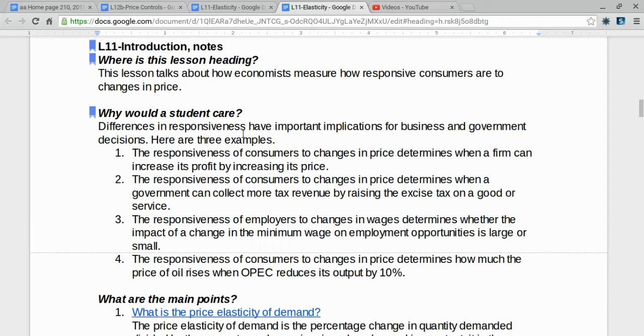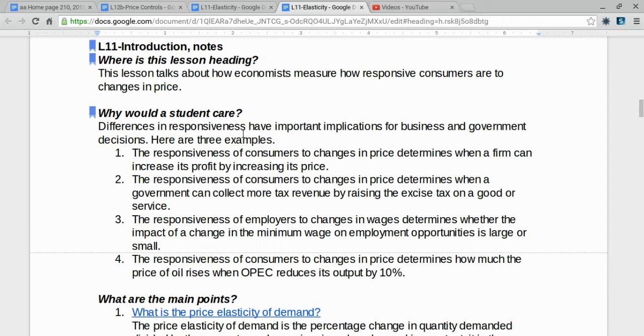Here are three examples. First, the responsiveness of consumers to changes in price determines when a firm can increase its profit by increasing its price. Second, the responsiveness of consumers to changes in price determines when a government can collect more tax revenue by raising the excise tax on a good or service.